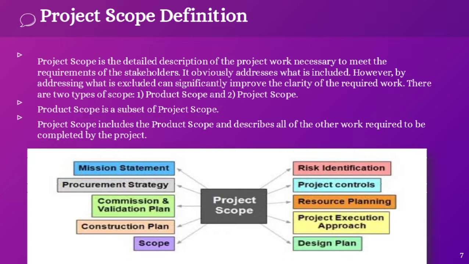So, you may run a successful business based on a single product strategy or offer a much deeper line of products to serve a wider range of customers. While project scope describes all the other work required to be completed by the project. Project scope is a detailed outline of all aspects of a project, including all related activities, resources, timelines, as well as the boundaries of the project.